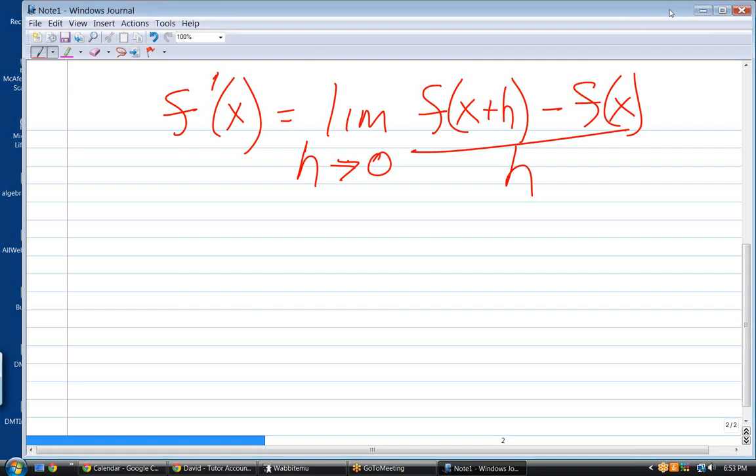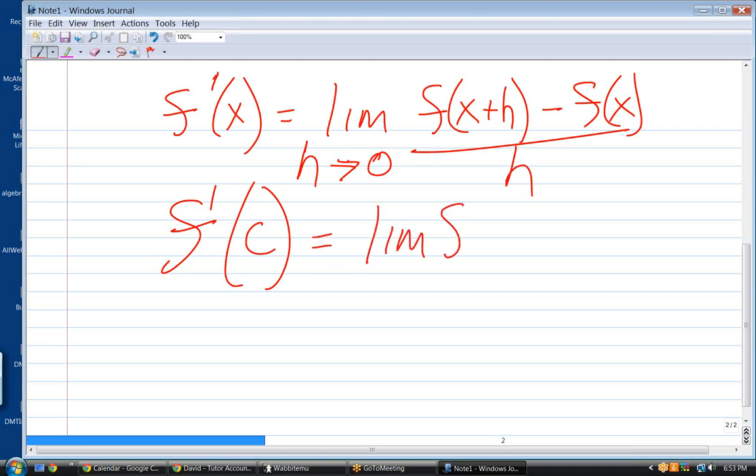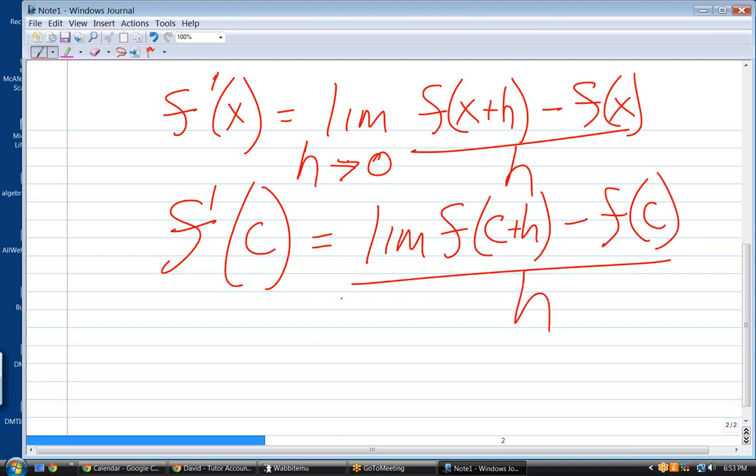There are a couple of other definitions that you need to be aware of only because the book talks about them, and they can be a little confusing. F prime at some point c, if I don't want just a general function, but I want to know an exact value, is the limit of f of c plus h minus f of c, divided by h, as h goes to 0. So it's not much different.